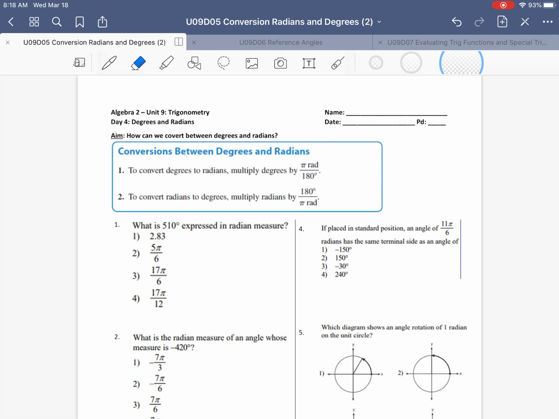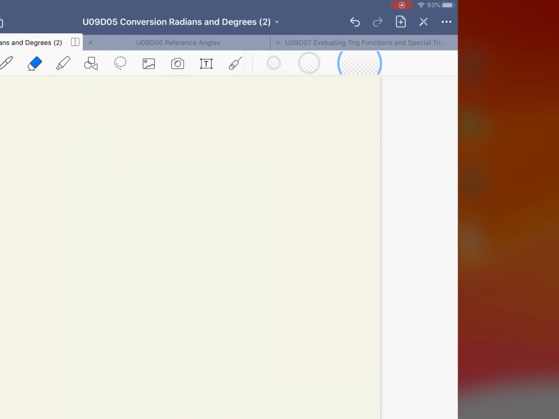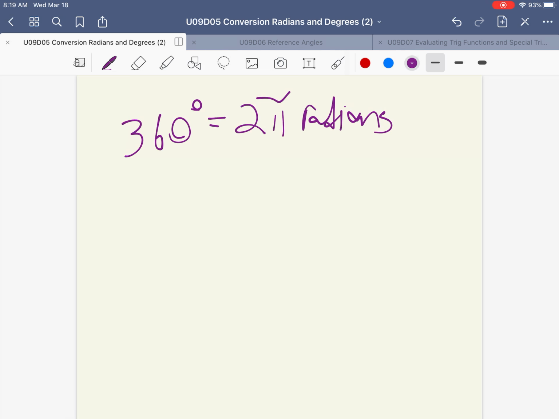So we discussed the other day that 360 degrees is equal to 2 pi radians. You can write rad for short, but how to convert 1 radian or 1 degree into the other.